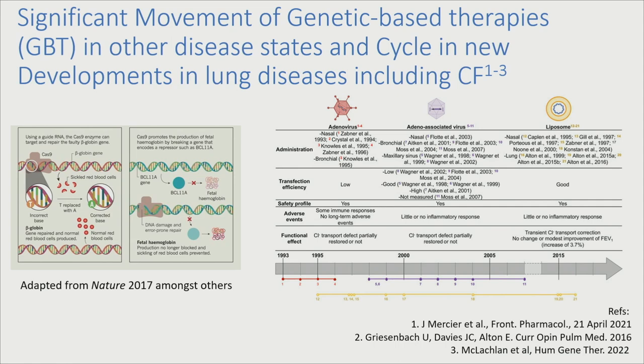This right-hand figure, I'm not going to go through it in any detail, but I would encourage you all to review it. It really summarizes the work that's been done to date, going back 2+ decades, thinking about GBT, and tells us that there have been a lot of fits and starts and a lot of hard work and effort, especially led by the UK Respiratory Gene Therapy Consortium. I think their work really forms the basis of what we can think of as modern GBT for CF.